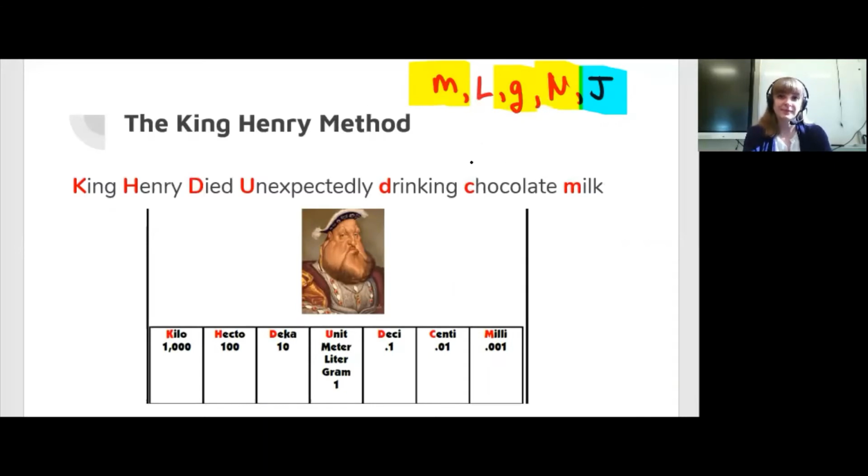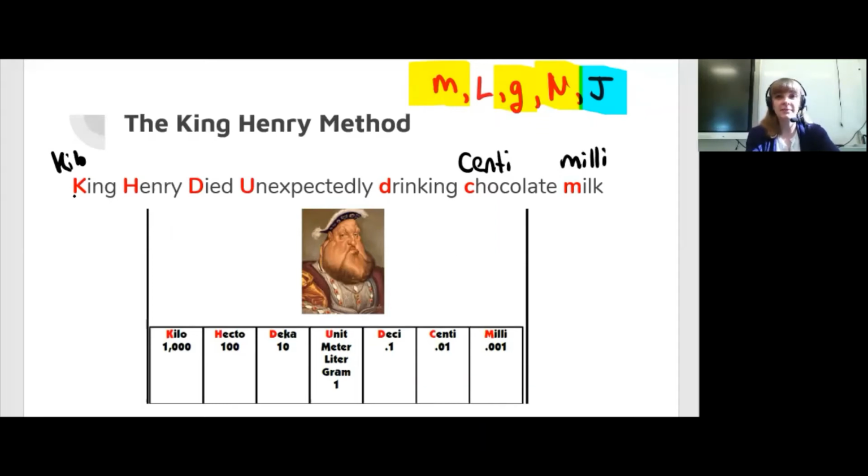Now, you'll notice here that we have this phrase, King Henry died unexpectedly drinking chocolate milk. The K here stands for the kilo, and the U here stands for your unit, so that would be any of these here. We're also going to be using this small c, which is your centi, and this small m, which is our milli.